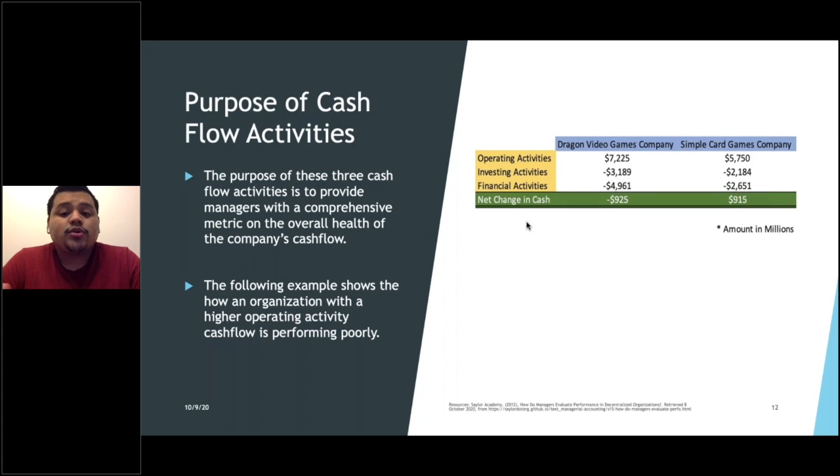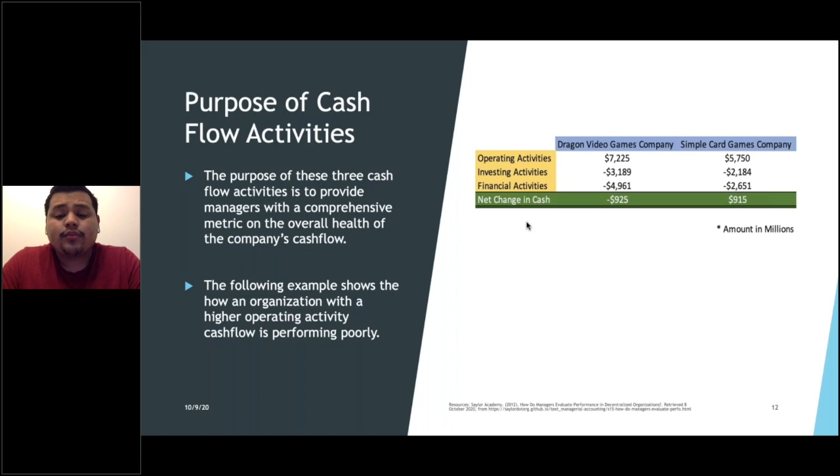This helps managers to understand how the company is performing and where they can make decisions to either cut back or increase on spending. This is very helpful for when a company needs to make a decision on perhaps expansion, or maybe it's introducing a new product line. Whatever the case may be, they follow these three cash flow activities to help get a better understanding of how the organization is working.